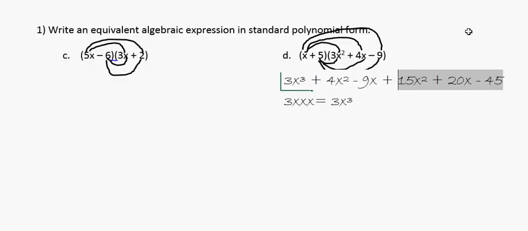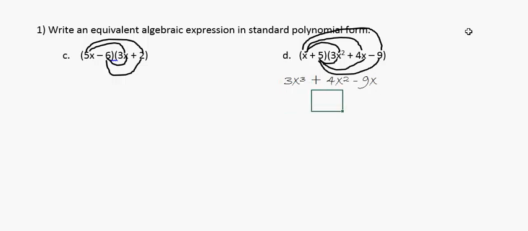At this point, I'm going to combine like terms, though. So I am going to take this and put it down here. This way I have my like terms lined up. My x squareds are lined up, my x's are lined up. You could have left it that way, and just combined like terms as when we added polynomials. You could have rewritten it 3x cubed plus 4x squared plus 15x squared minus 9x plus 20x minus 45. This is just a quick way to line up the like terms.